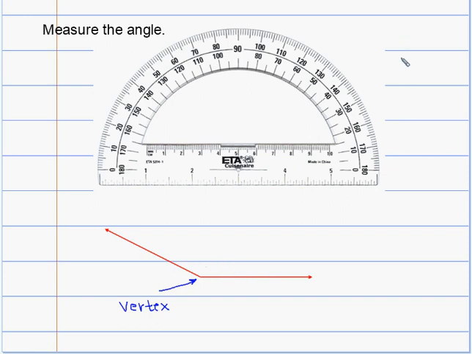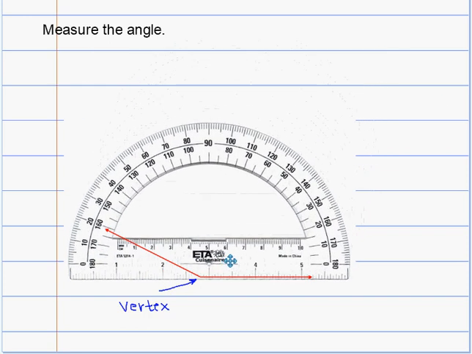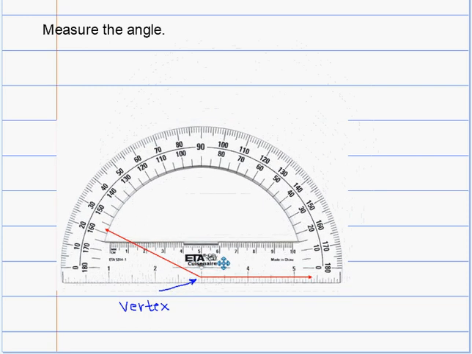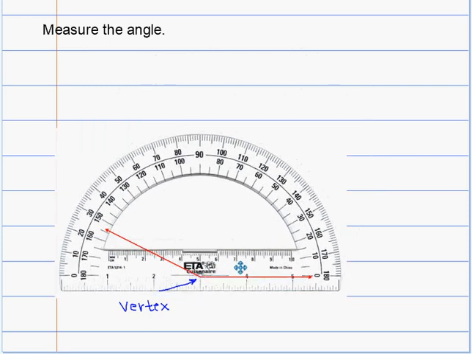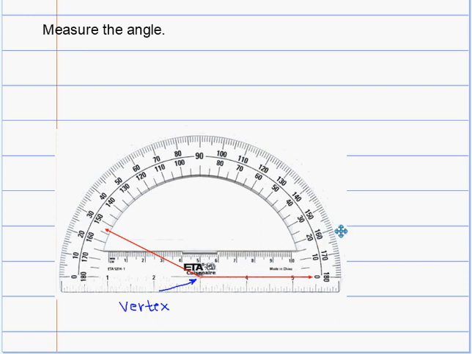What we need to do is take our protractor, and we're going to put this little circle right there in the middle on our vertex. So we're going to put the center point on our vertex. Step 1: put center point on vertex of angle.